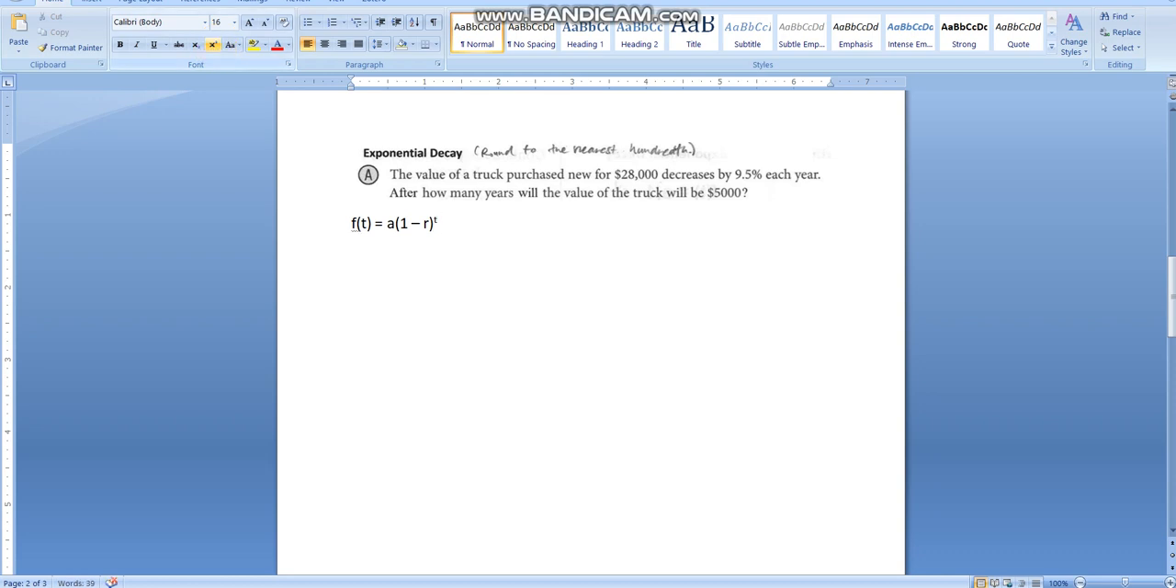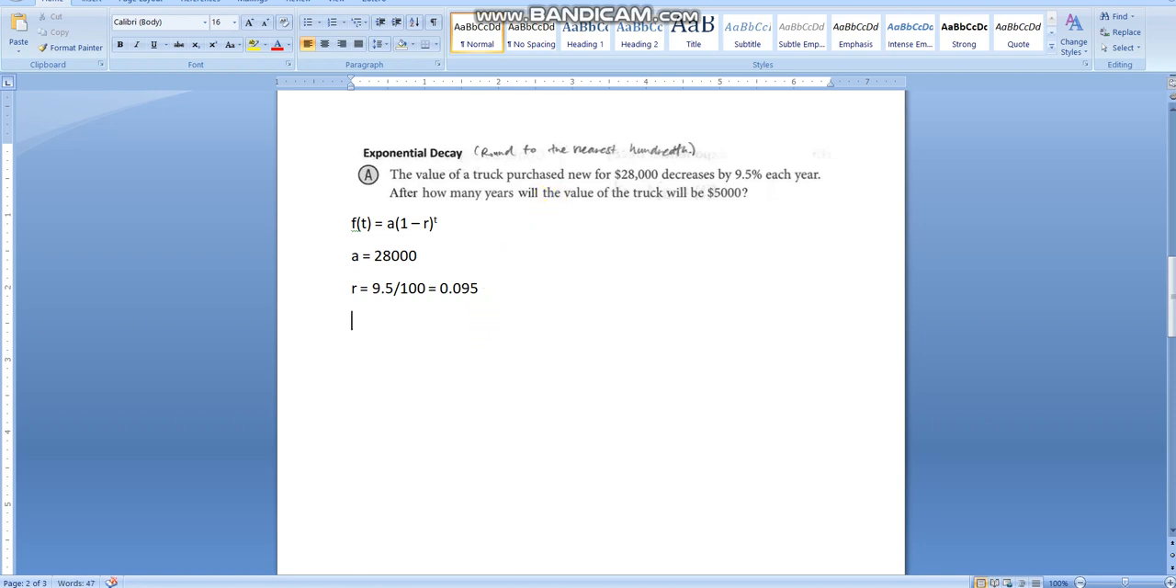Same pattern. So, value of truck purchased new. New means that's our original value. A is equal to $28,000. That's how much the truck started off, how much it cost to begin with. The value of the truck decreases by 9.5% each year, so this means r equals 9.5%. So this is this part here. We're dividing that by 100 because we need to write this as a decimal.